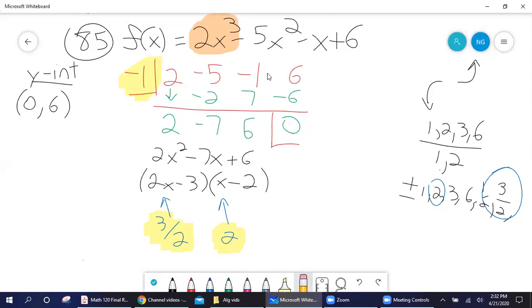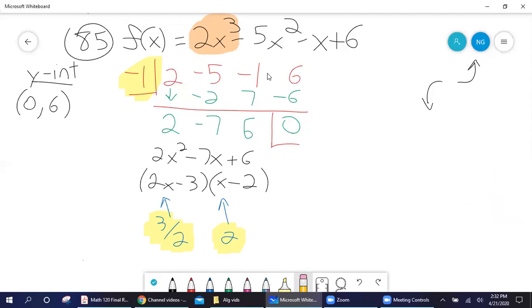So do a little sketch of this graph. I know it hits the y-axis up at 6. I know I'm hitting the x-axis at -1.